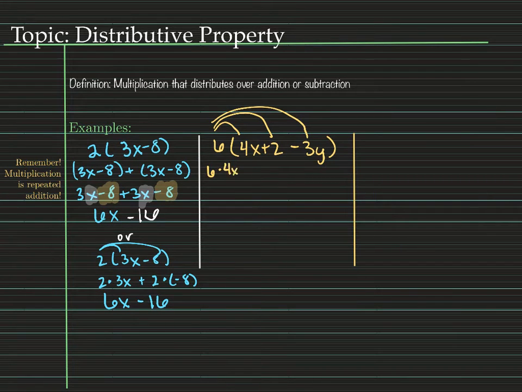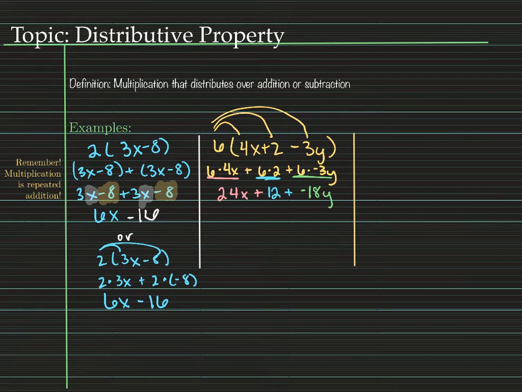I'm going to take 6 times 4x. I'm going to take 6 times 2. And I'm going to take 6 times negative 3y. When I take 6 times 4, I end up with 24x. When I take 6 times 2, I end up with 12. And when I take 6 times negative 3, I end up with negative 18y.